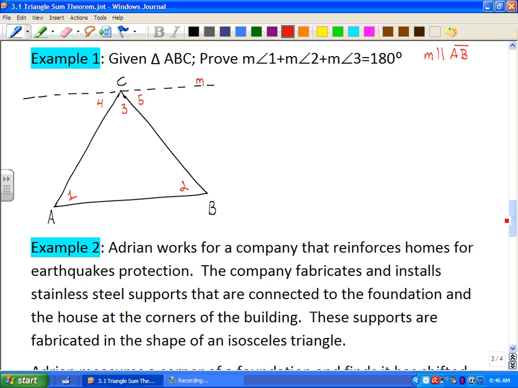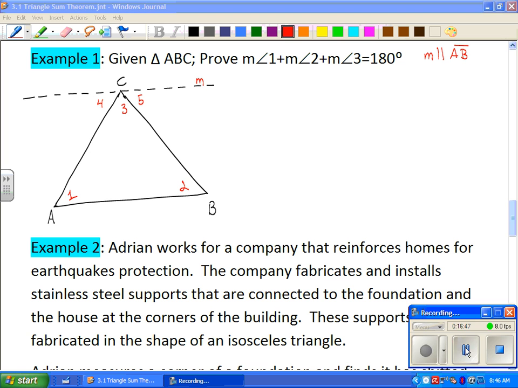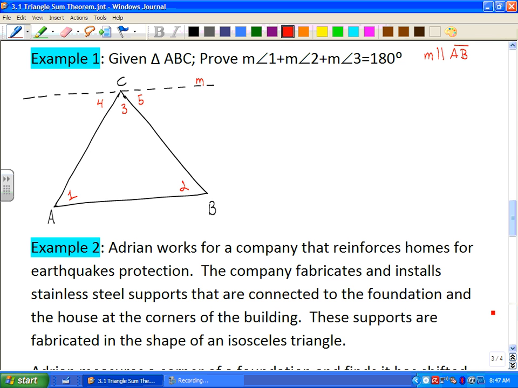All right, example 1. Given triangle ABC, prove that the measure of angle 1 plus the measure of angle 2 plus the measure of angle 3 equals 180 degrees. That is the interior sum theorem, the triangle sum theorem. The interior angles of the triangle add up to be 180 degrees.